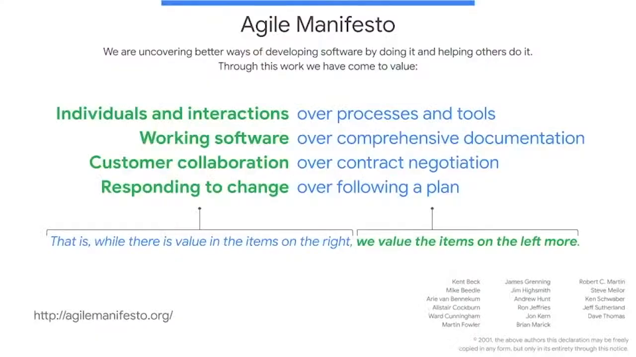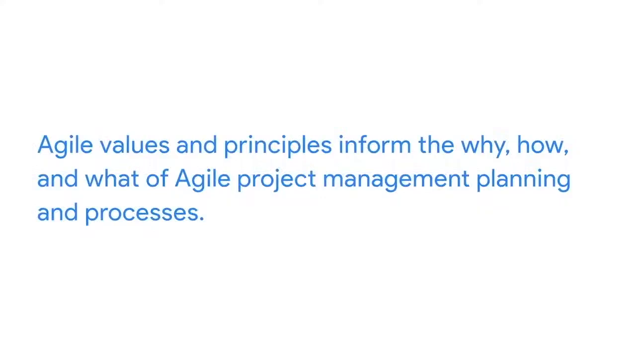The manifesto is saying that it's helpful for every Agile team to think about both sides of each statement during the execution of a project, but should find ways to ensure that they're always placing more value and emphasis on the things on the left over the things on the right. From the 4 values, a set of 12 principles were developed that reinforce the message of the manifesto. These values and principles inform the why, how, and what of Agile project management planning and processes. Let's take it from the top.